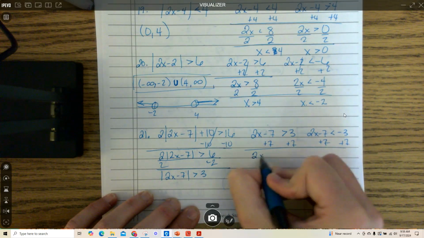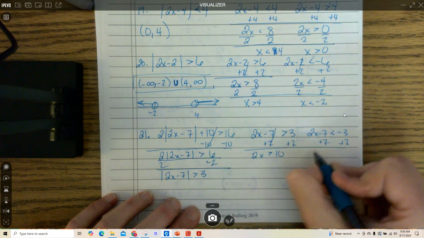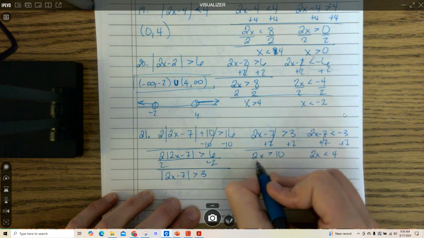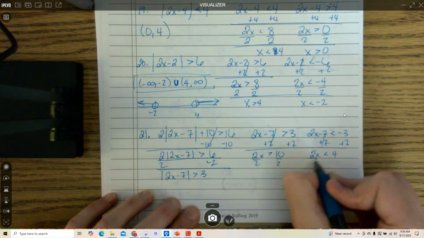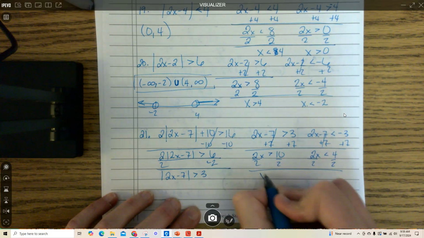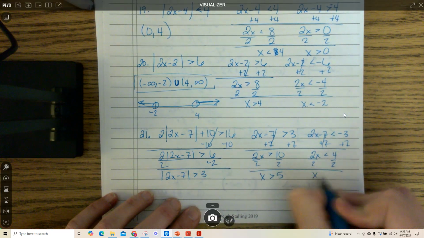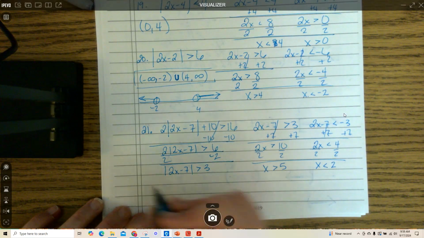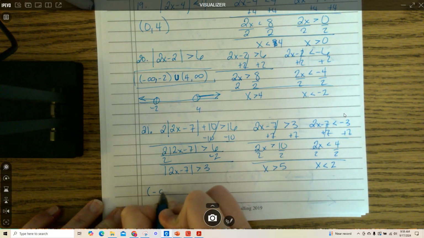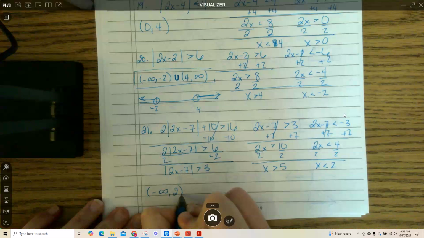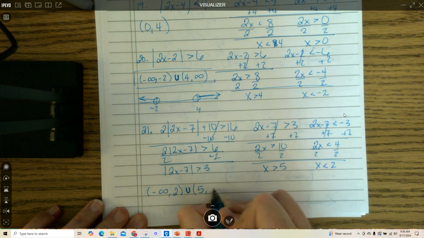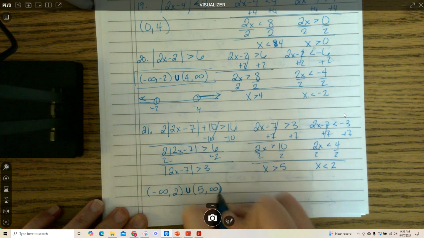Add 7 to both sides. This is going to be another union. It is. And then that's a 4 divided by 2. So x is greater than 5, x is less than 2. Yep, another union. So -infinity, comma 2, union 5, comma infinity.